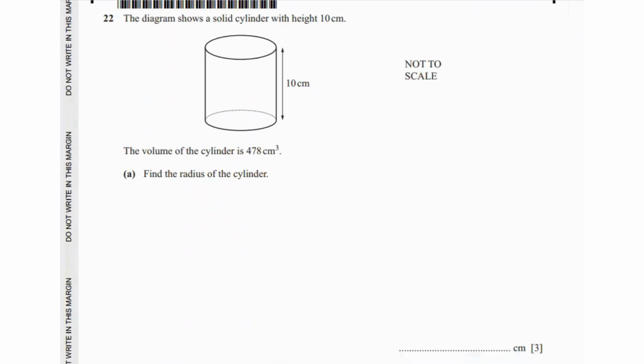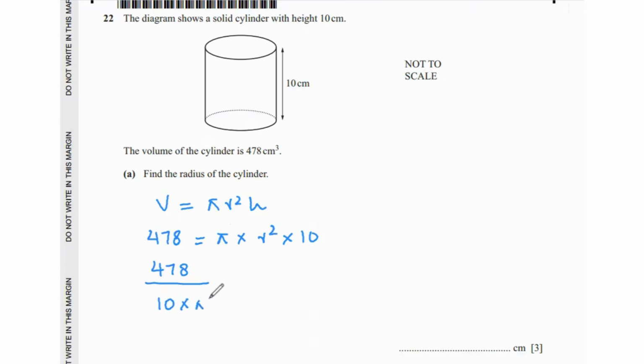Then the diagram shows a solid cylinder with a height 10 centimeters. The volume of the cylinder is 478 centimeters cubed. Find the radius of the cylinder. So volume is pi r squared h. This is the formula for the volume of the cylinder. So 478 equals pi times r squared times 10. 478 divided by 10 times pi equals r squared.